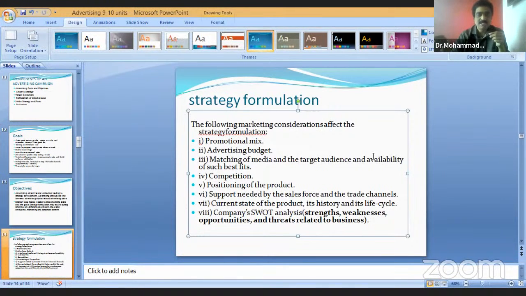So promotional mix, advertising budget, competition, positioning of the product, and supporting the needed sales force and trade channels, as well as the company's SWOT analysis. What are the strengths, what are the weaknesses, what are the opportunities, as well as the threats.